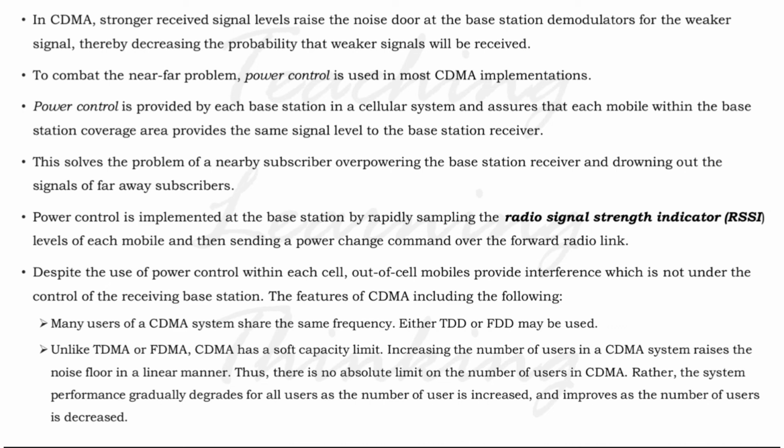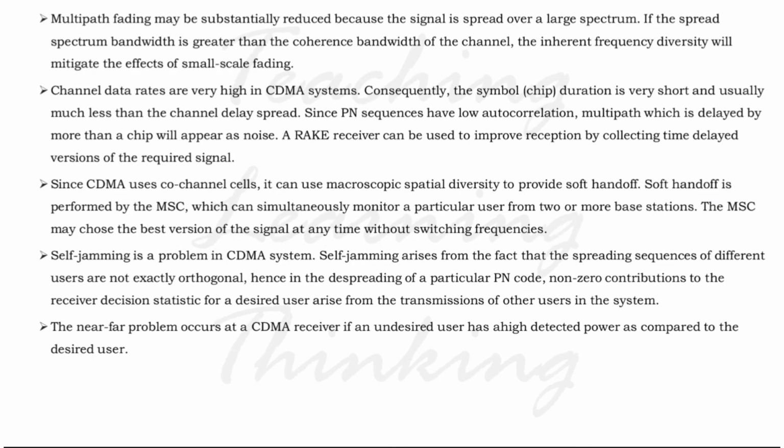CDMA is used with either TDD or FDD, and CDMA has no absolute limit on the number of users. The performance gradually degrades if the number of users increases, and performance improves if the number of users decreases. Multipath fading is reduced in CDMA, and channel data rates are very high. It can use macroscopic spatial diversity to provide soft handoff, and self-jamming is a problem in CDMA systems, and also the near-far problem occurs in CDMA. So these are the features of a CDMA system.